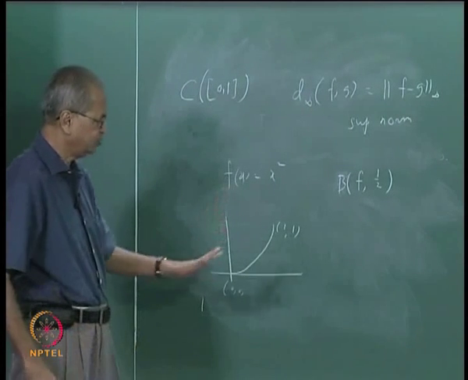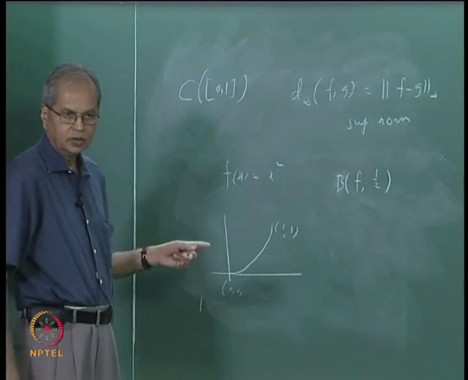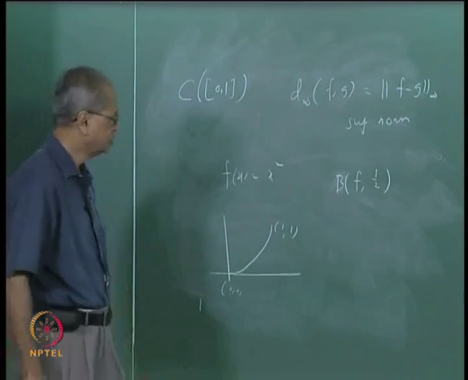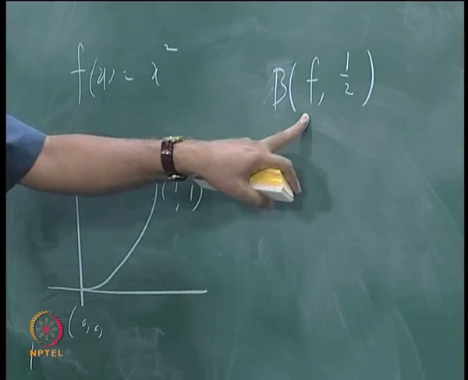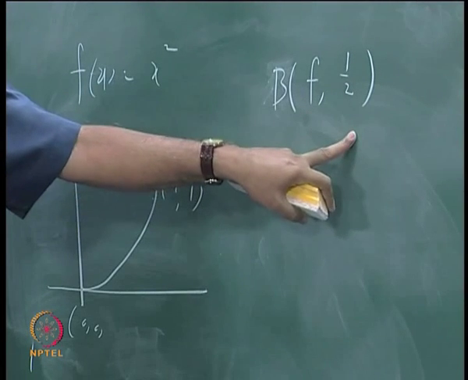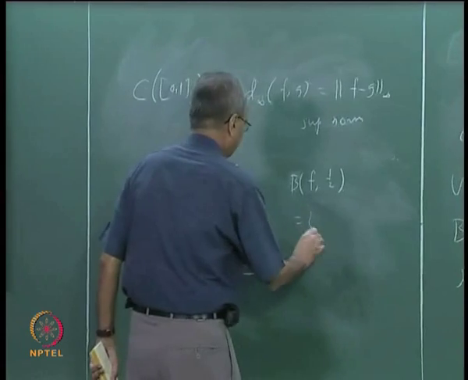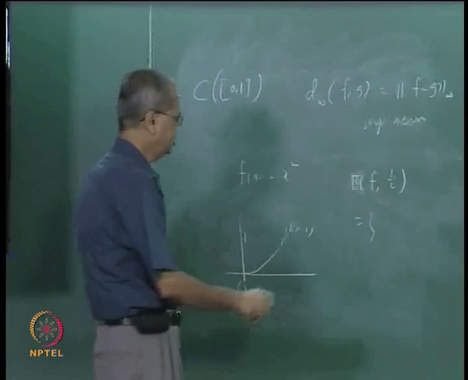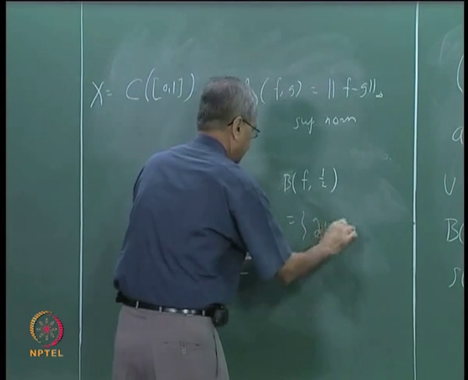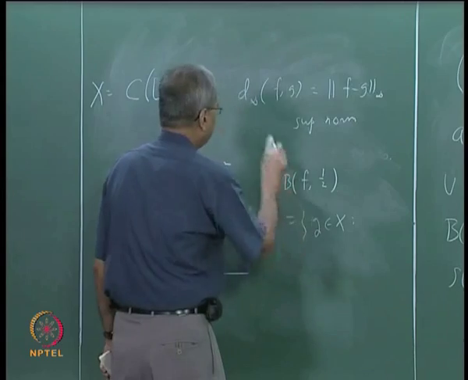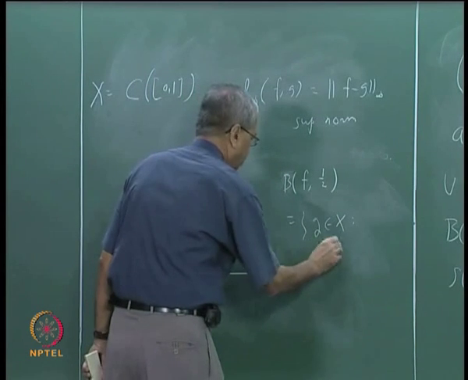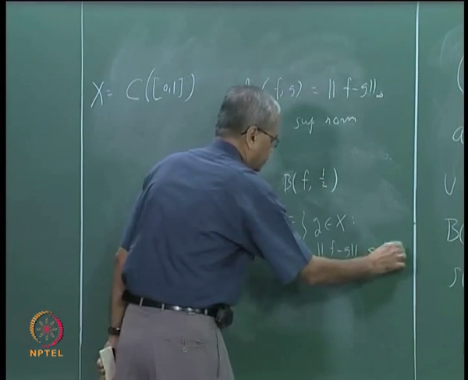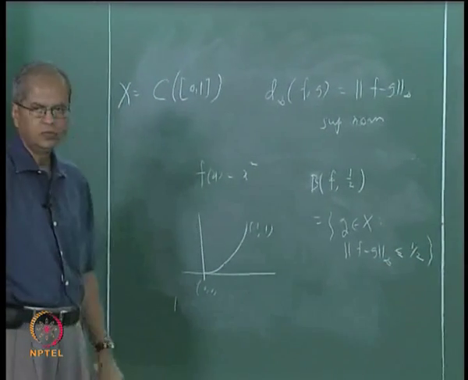What is this by definition? It should be the set of all those functions whose distance from this given function g is less than or equal to half. Let us write it. Suppose this is our metric space X. It is the set of all those functions g in X such that the distance d_infinity, that is the norm of f minus g, subscript infinity, is less than or equal to half.